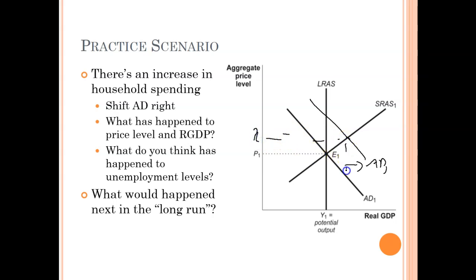Price level, real GDP increases. What do you think has happened to unemployment levels? Unemployment would have decreased. What do you think is going to happen next in the long run? Since there's nothing else being tweaked, there are no changes in spending or anything else, naturally, in the long run, the short run aggregate supply curve is going to shift over.